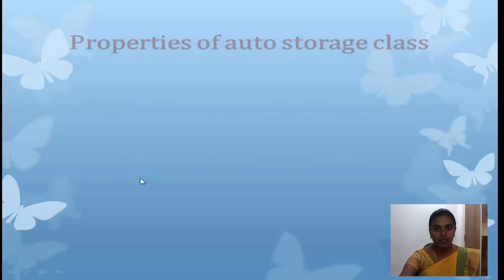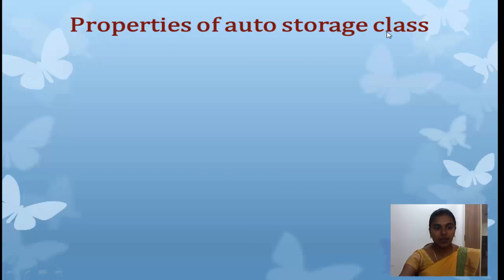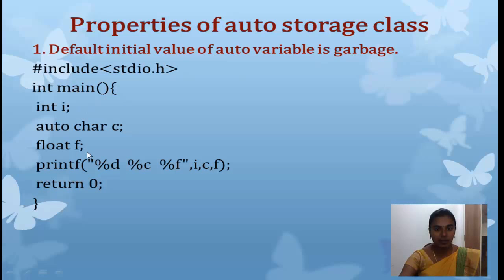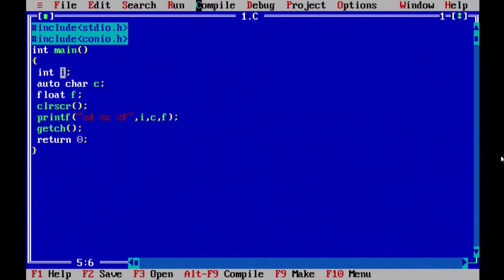Some of the properties of auto storage classes are: the default initial value of an auto variable is garbage. Let's see an example program. In this program, there are three variables: an integer variable i, a character variable c, and a float variable f. All these three variables will be considered auto variables since they are declared locally. This statement will print three garbage values. So the output is garbage, garbage, and garbage, because all locally declared variables are considered auto variables, and the default initial value of all local variables is garbage.